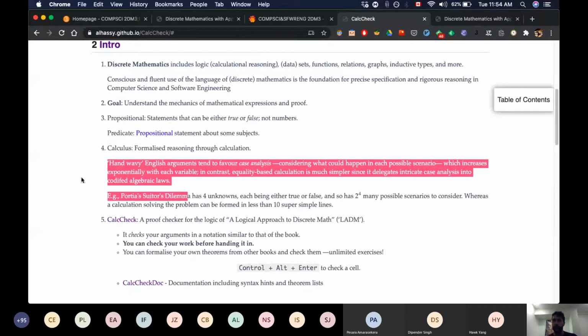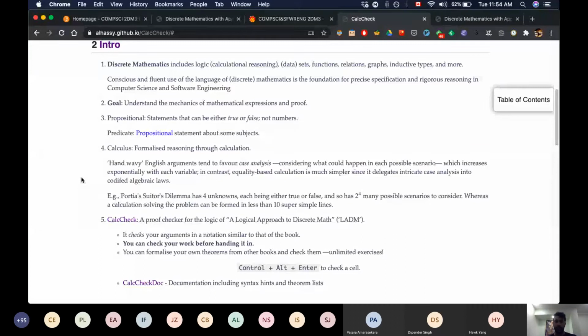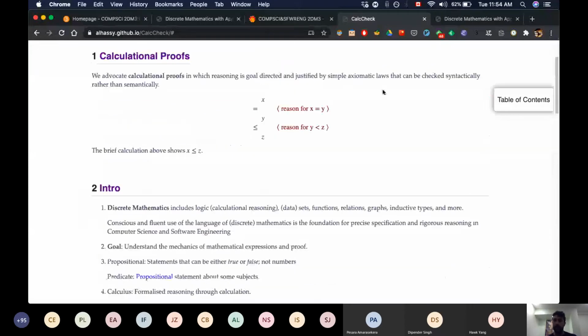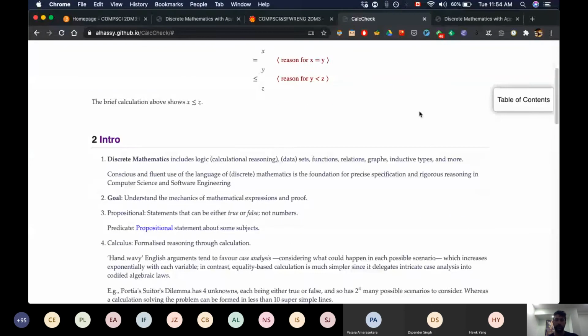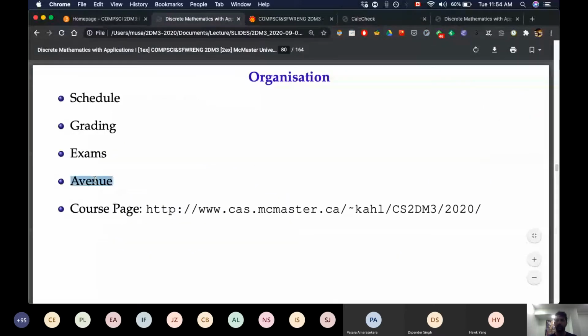There's also a video out demonstrating CalcCheck. So I'll post a link here. It's on YouTube, called An Introduction to CalcCheck, Proving the Irrationality of the Square Root of 2. But yes, most stuff will be on Avenue and MS Teams. But please be aware of the associated web pages.